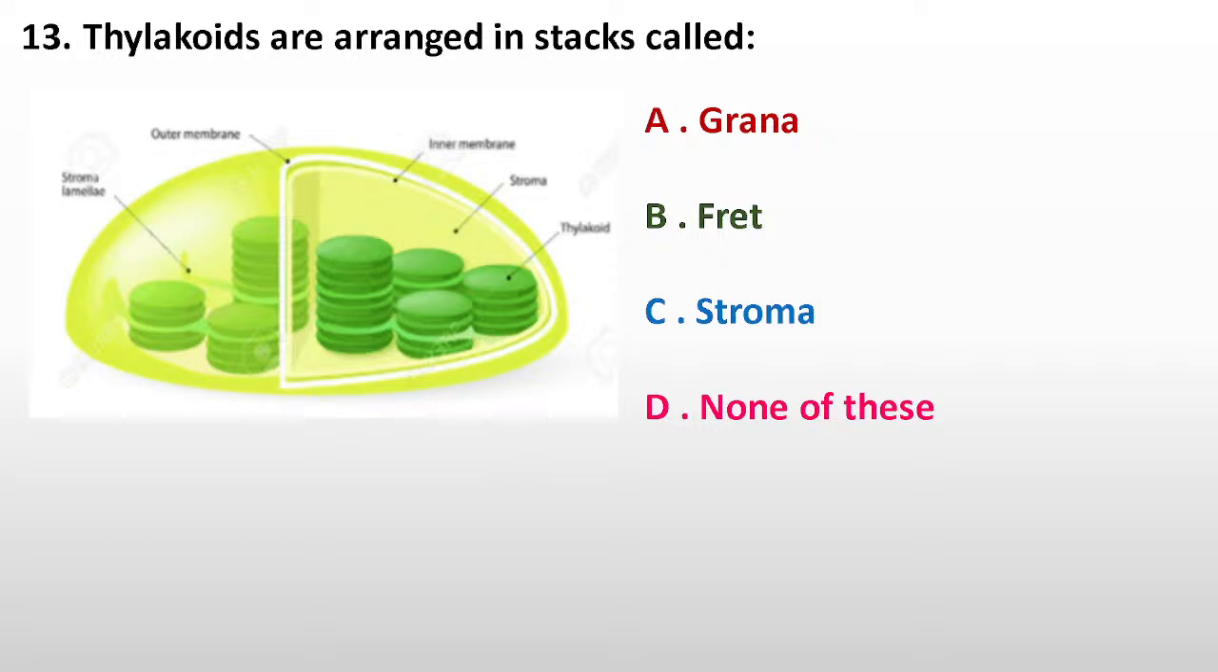And the correct answer for this question, that thylakoids are arranged in stacks, these are called as A, grana. Single one is granum, plural is grana. The word thylakoids is coined from the main word thylakos, which means sac-like structures.